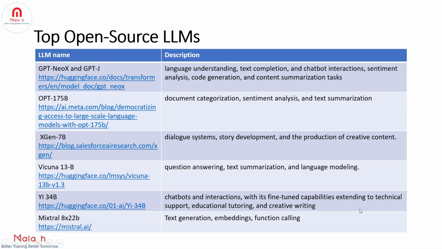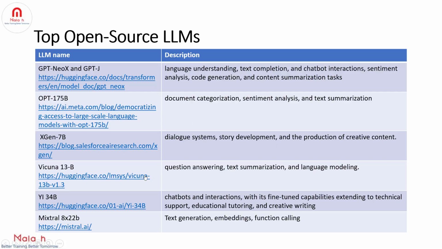And the next one is GPT-J and NeoX, right? So this is best used for language understanding, text completion, and chatbot interactions, sentiment analysis, code generation, and content summarization tasks. And the next one is OPT 175B. This is best used for document categorization, sentiment analysis, and text summarization, right? And the XGen 7B, this is used for dialogue systems, story development, and production of creative content.